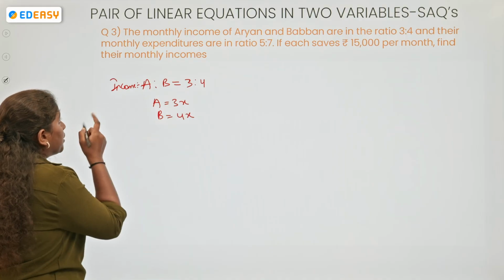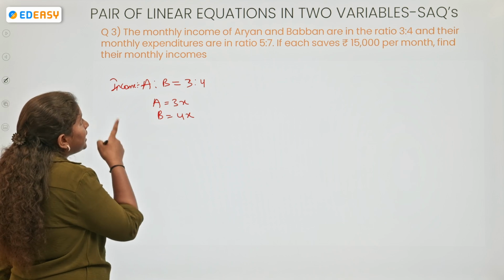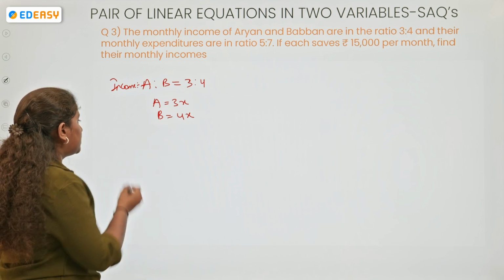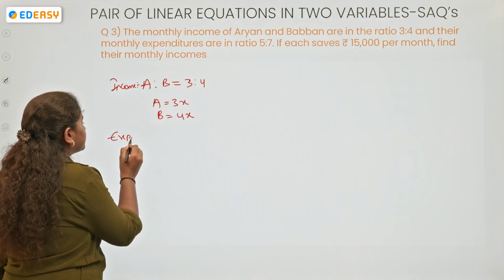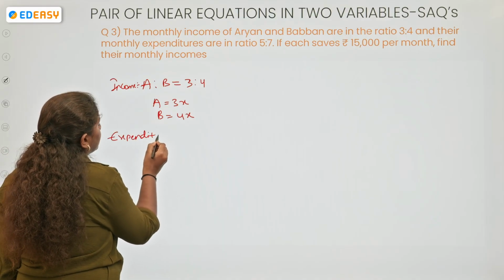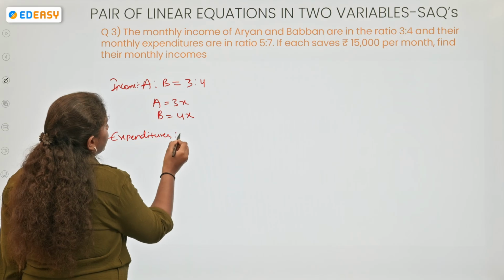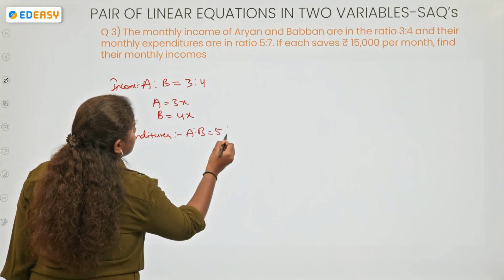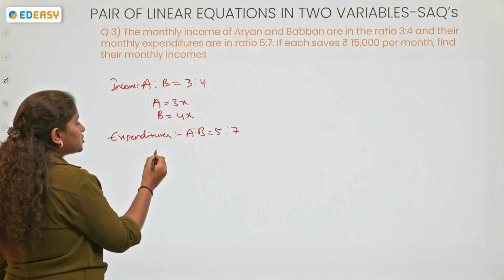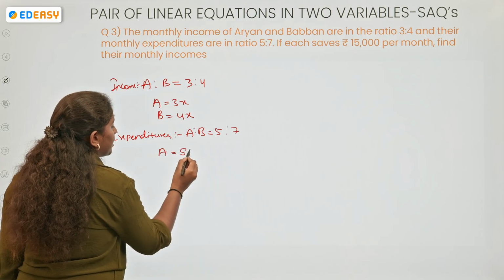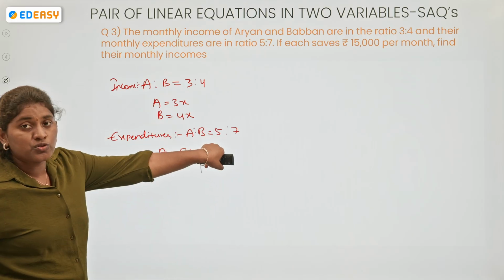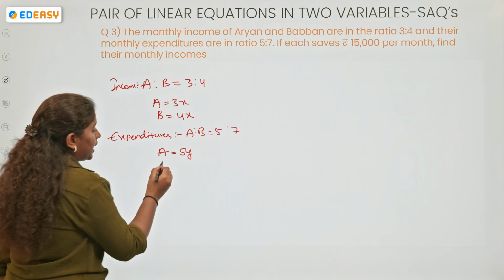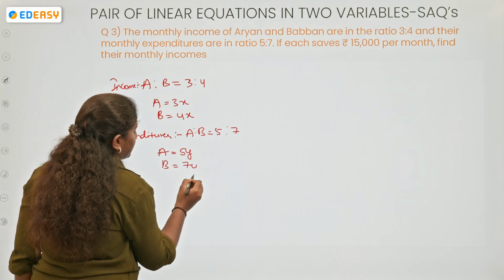Clear? Now they gave the expenditure. The monthly expenditures are in the ratio of 5:7. Clear? Expenditures, they gave the ratio as 5:7. It means the expenditure of Aryan will become 5y. These are in a ratio, so we need to take the common factor. So this way, for Aryan it is 5y and for Baban it is 7y.